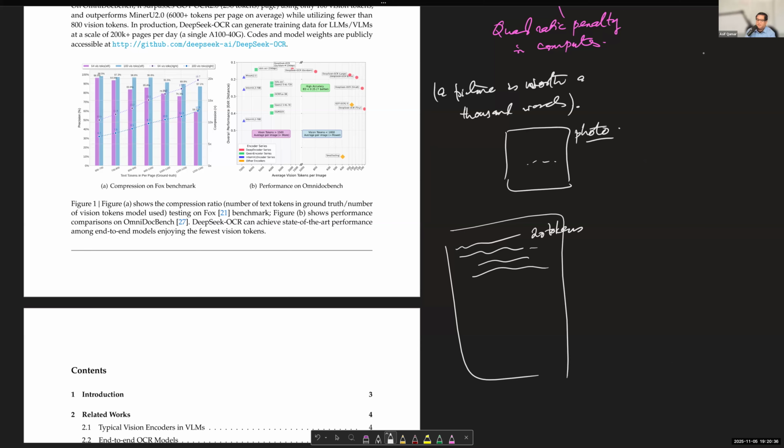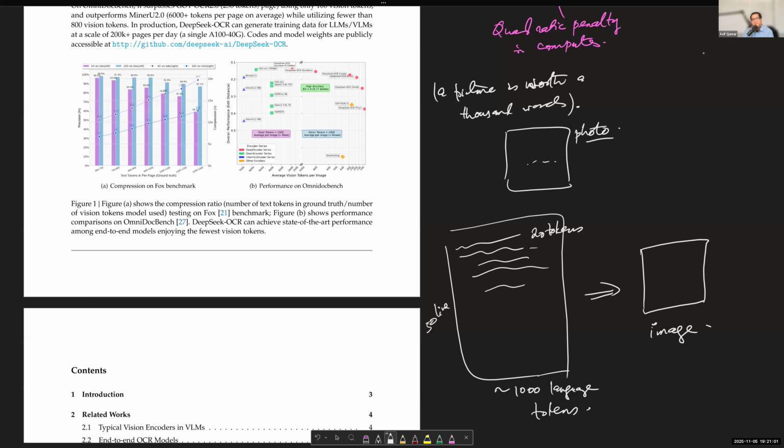And let us say that there are about 50 lines in a page. So that makes it approximately 1,000 language tokens. Can we somehow convert it into an image? Can we convert it into an image? And so you could ask, how would you convert this narrative into an image?